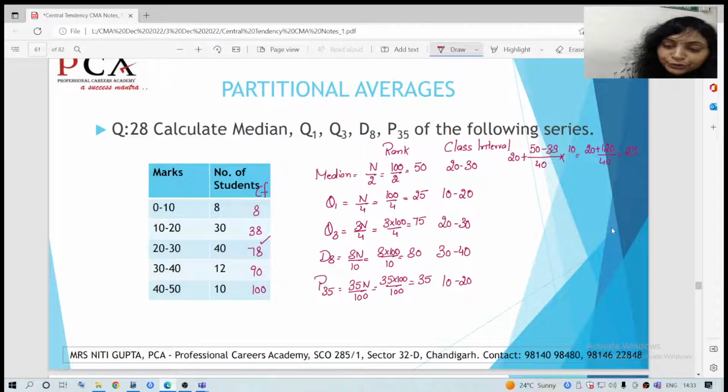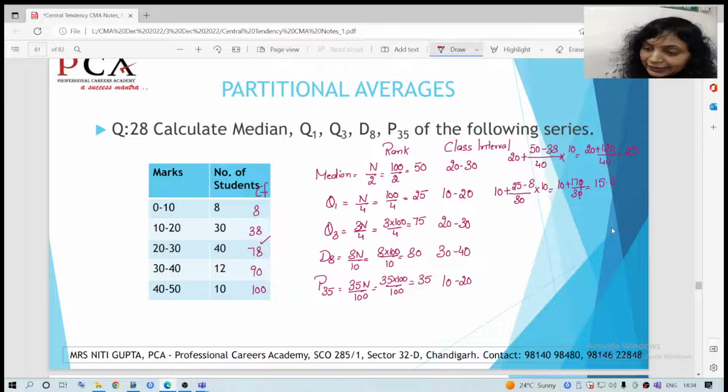Now let's move to Q1. Our lower limit is 10, plus rank 25 minus the cumulative frequency of the previous class, 0 to 10, which is 8, upon the frequency of class 10 to 20, which is 30. The class interval is 10. So this is 10 plus (25 minus 8 = 17) into 10, that is 170 upon 30. So this will be 15.67. This is our Q1.